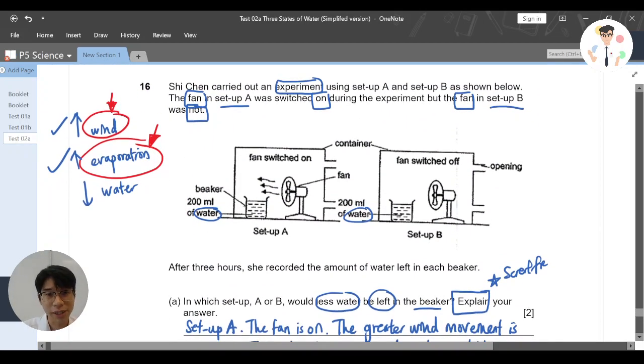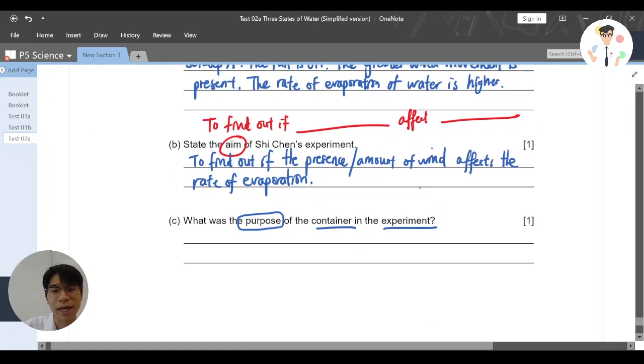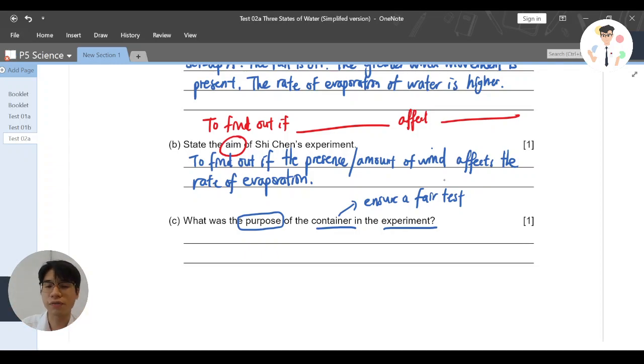So you can see that there's a container here that is covered, but for what? Okay, first understand that because we are now testing about wind, one has wind, one doesn't have wind. If I don't have the cover, then maybe the B side has a bit more wind blowing. Then it's not accurate already, right? So the first thing you can think of is to ensure a fair test. But of course, you can't just say ensure a fair test. You must explain a bit more. Why do we need this container?